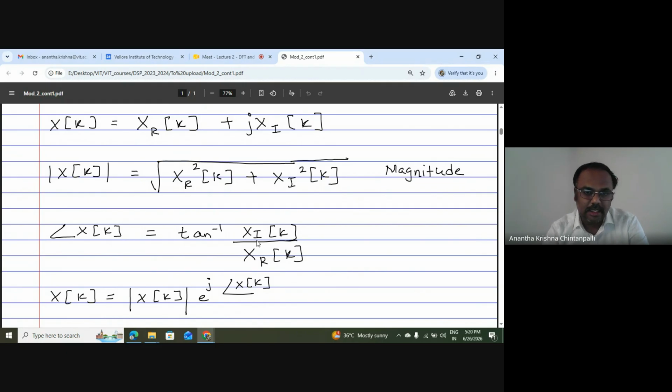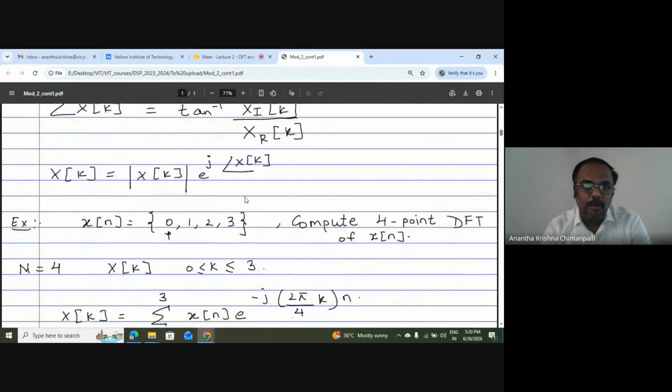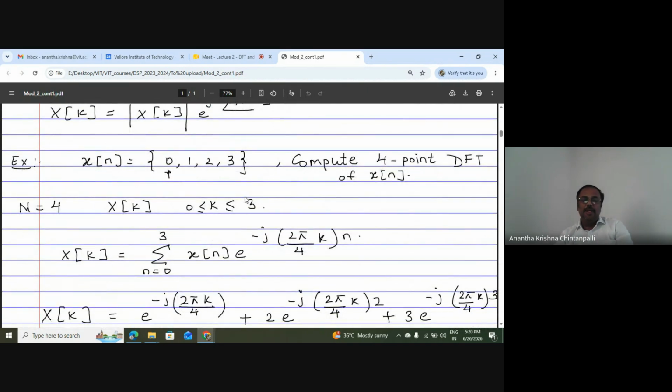So the angle is computed like this and the magnitude is computed through the above formula. Now, what I'm going to do is a very basic thing. I'm going to compute a 4-point discrete Fourier transform of x of n. X of n is given by this sequence, which is 0, 1, 2, 3. The upward arrow indicates that n is equal to 0 term.